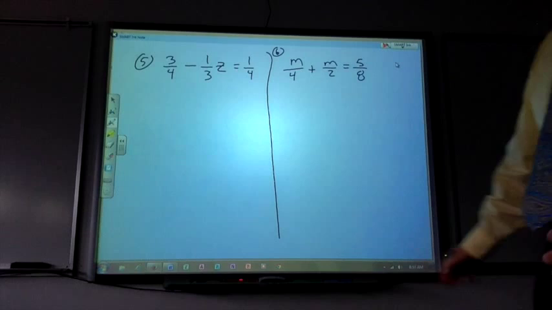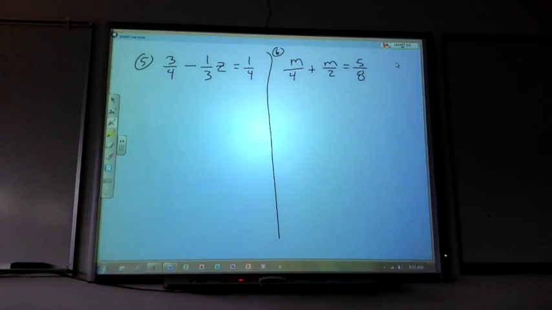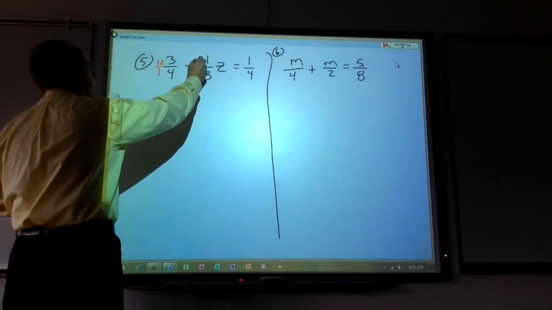All right, take a look. So problem number 5, I have how many terms guaranteed? 3. We still good with that? What's the smallest number that 4 and 3 both go into? 12. I like it. So I'm going to multiply all 3 terms by 12 over 1. Still with me?